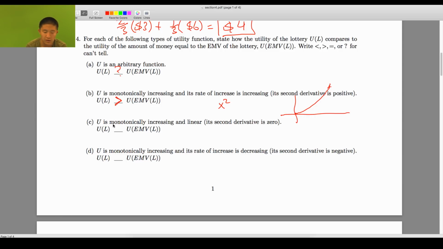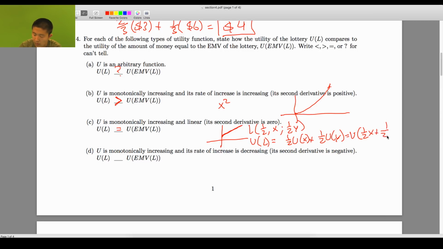For part C, if U is monotonically increasing and linear, then it would be equal. So in this case, any sort of linear function. You can show this by writing it out. Let's say our lottery was something like 1/2 x and 1/2 y. Then the utility of this lottery would be equal to 1/2 times the utility of x plus 1/2 times the utility of y. Since we know that U is linear, we can apply the rules for linear functions, which is equal to U of 1/2 x plus 1/2 y, which is equal to the U of the EMV of L. So that shows how they're equal if U is linear.